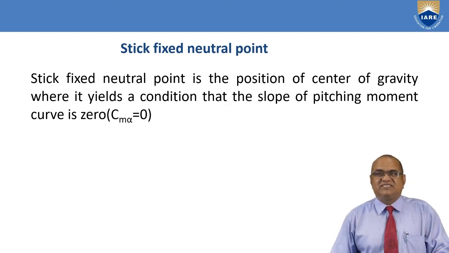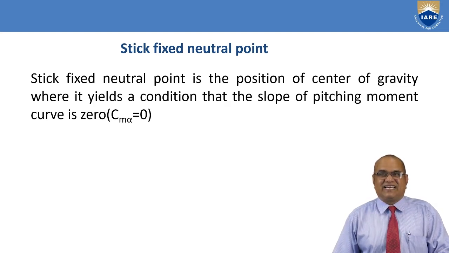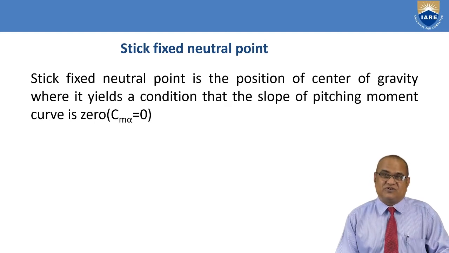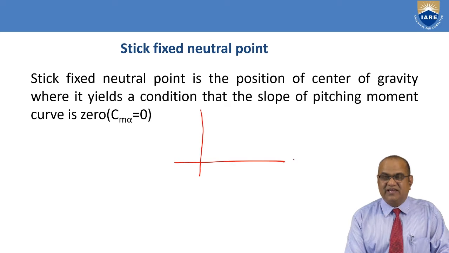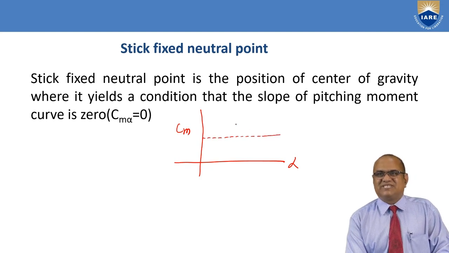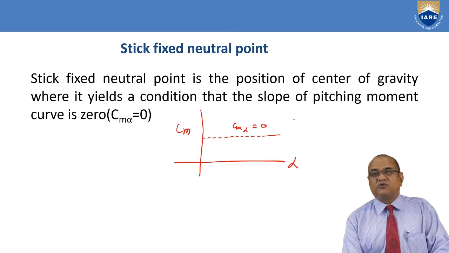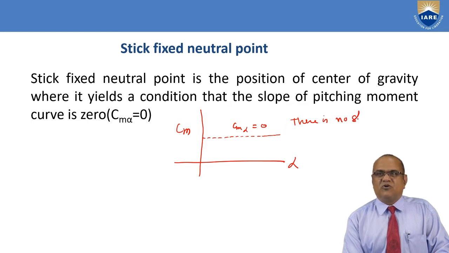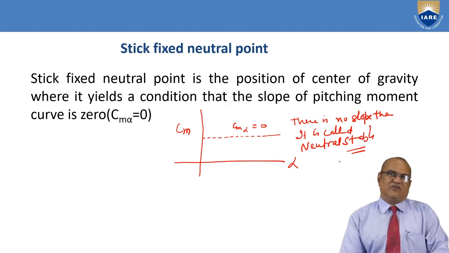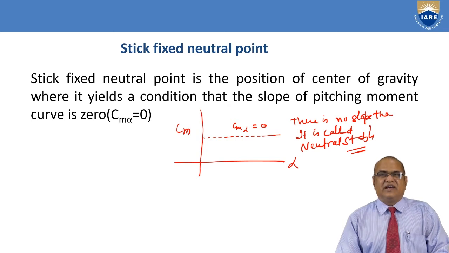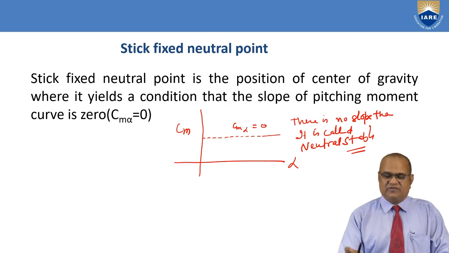So the stick fixed neutral point is the position of the center of gravity where the slope of the pitching moment curve is 0. So here CM alpha is equal to 0. If you draw alpha versus CM and you get a straight line with no slope, then CM alpha is equal to 0, meaning there is no slope. Then it is called neutral stable. Like this we calculate the stick fixed neutral point for this condition.